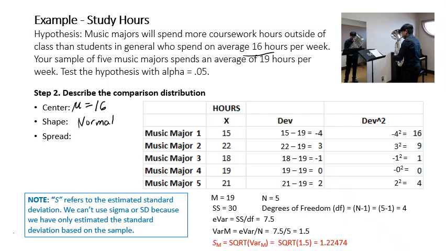And once again, you'll see here that this S refers to the estimated standard deviation. We can't use sigma or SD because we have to remember this is just an estimate. And so what we would write up here then is SM equals 1.224, I'll write all the digits, 22474.